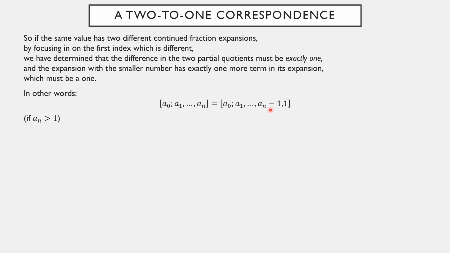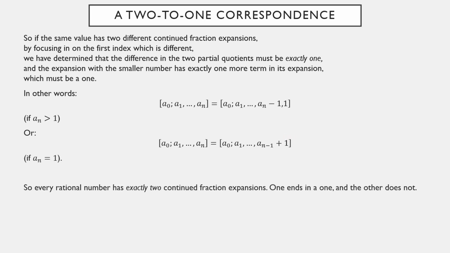This works, by the way, if a_n is larger than 1. Otherwise, you couldn't subtract 1 from it. If a_n happened to be equal to 1, well then, the previous term is where you had the extra plus 1, and then that continued fraction stopped. So every rational number has exactly two ways it can be represented. One of them ends in a 1, and the other doesn't, where a_n is bigger than 1. Or if a_n happens to equal 1, this expansion ends in a 1, and this one is a positive integer plus 1, so it's definitely not 1.